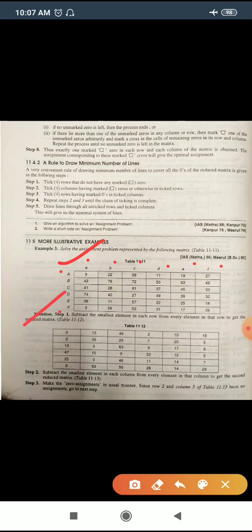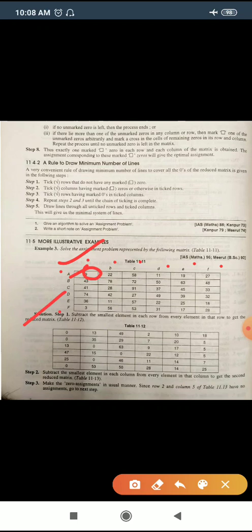First step, we subtract the minimum value in each row. First of all, the minimum value in the first row is 9. We subtract 9 from each element, then we get this. Similarly for the second, third, fourth, fifth, and sixth rows, we subtract the minimum value.